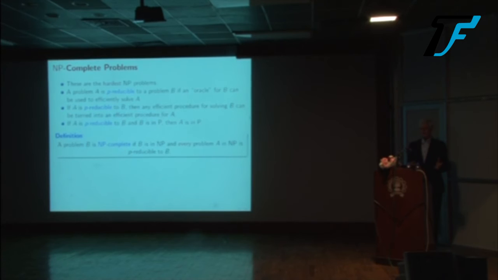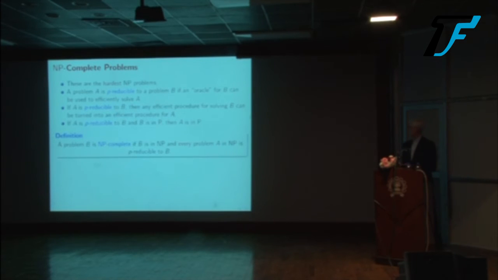And the point is, any good procedure for B could then be turned into a procedure for solving A. So the theorem is, if A is P reducible to B, and B is in P, in other words B is easy, then A is easy. So class P is robust in that sense. It's closed under P reducibility.